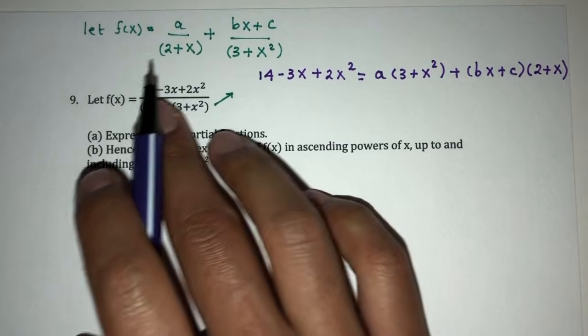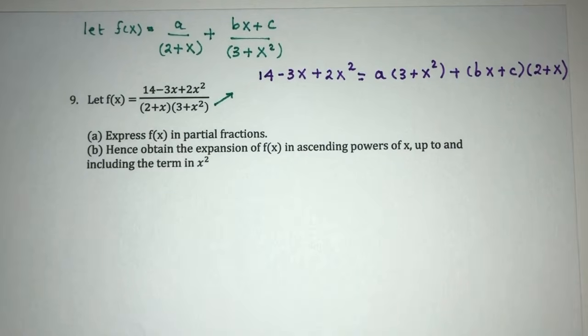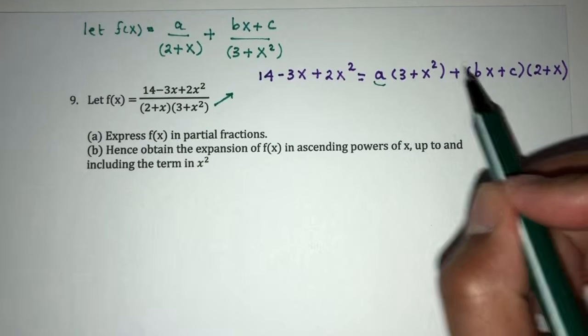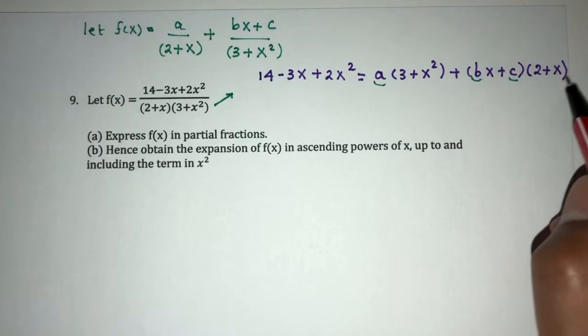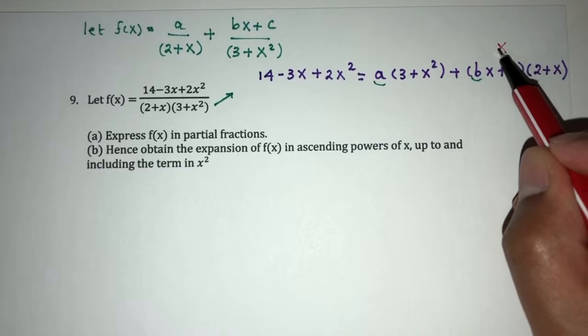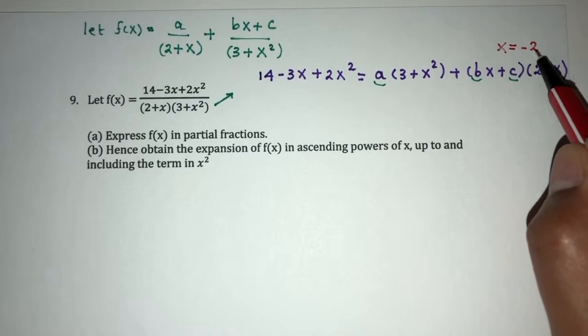Okay, that will be this. So right now we have this equation we have to use to find the values of a, b, and c. The first step, I can first change this to 0 by taking the value of x to be equal to minus 2. So let's do that.